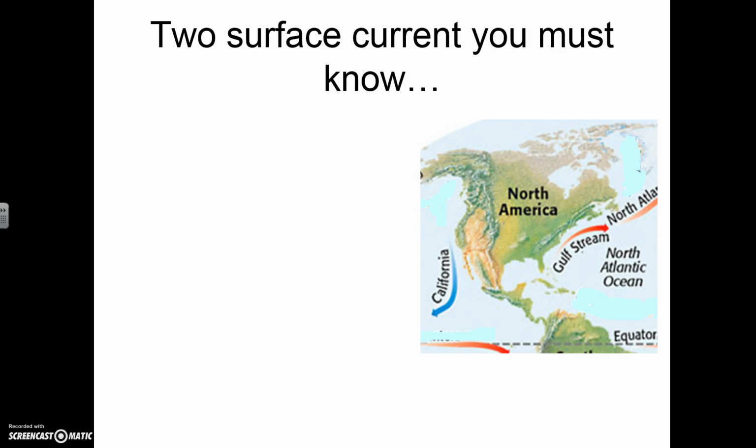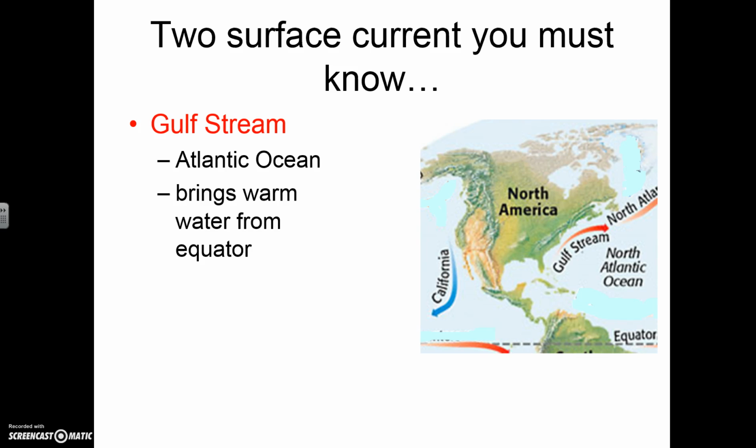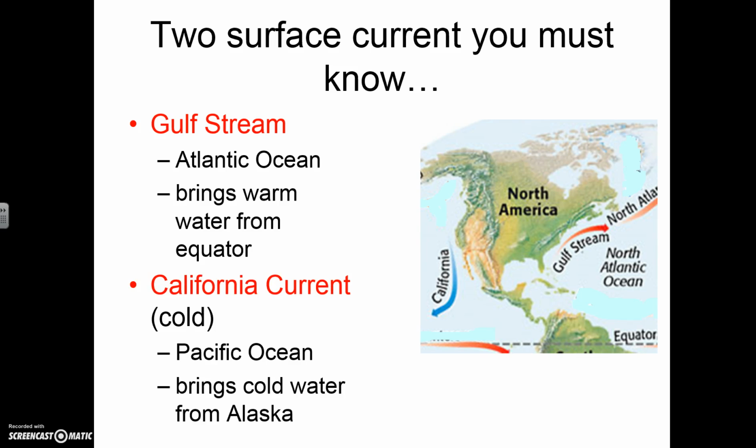Two surface currents that you must know. The first one is the Gulf Stream. It's on the right-hand side of North America. You're probably pretty familiar with this. It has to do with the climate of Europe, and also the California current, which is on the coast of California on the left-hand side of North America. California current's cold, the Gulf Stream is warm.